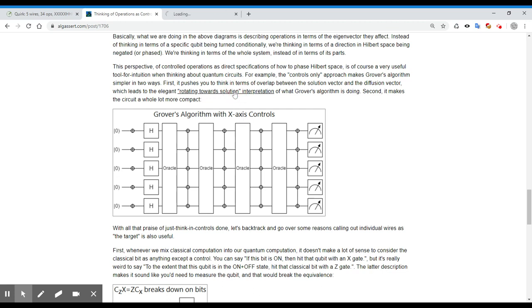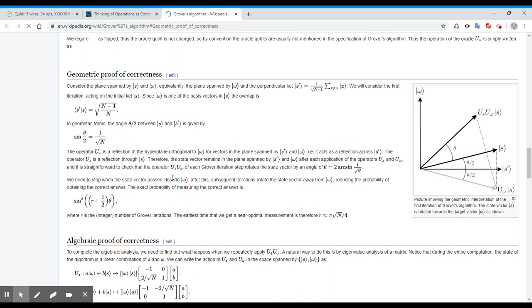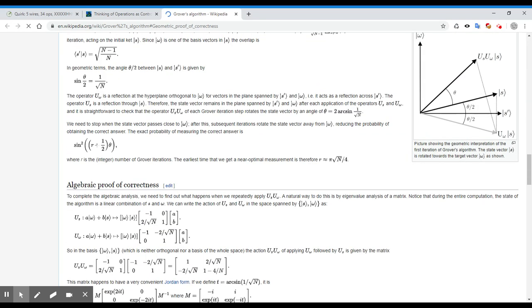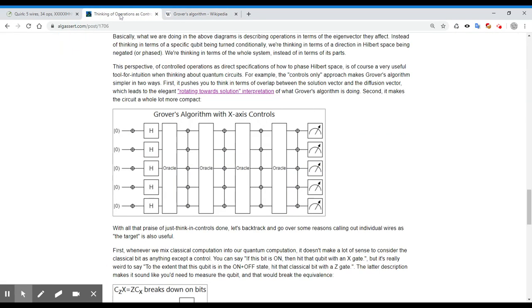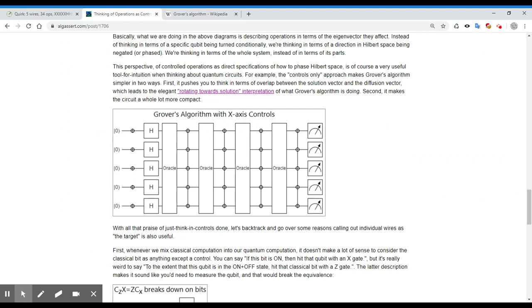That's the one that I'm not super happy with, because it's a geometric proof of correctness, and it still goes through some kind of maths. At the end of the day, that's what it is, right? Rotations. But first of all, I want to get a bit more convinced about this, and second, maybe there's another way to explain that.